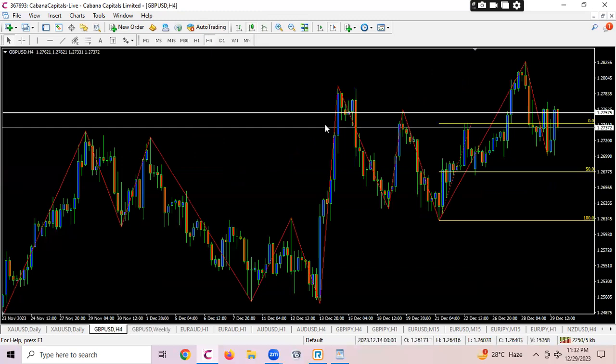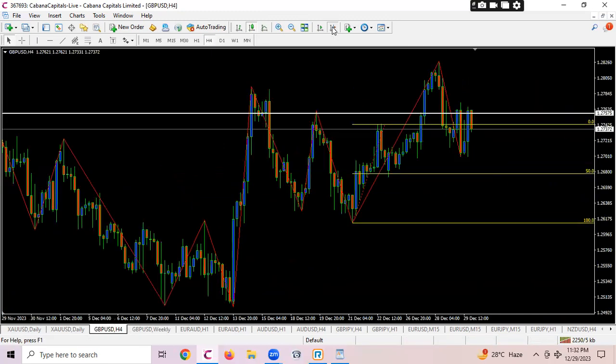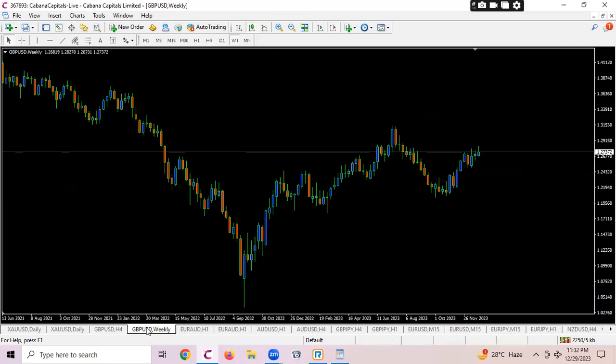Okay. So I expect that you should start trading next year. So this is GBP USD. What do we have here on GBP USD? This is the weekly candle. Okay, let's go to daily.